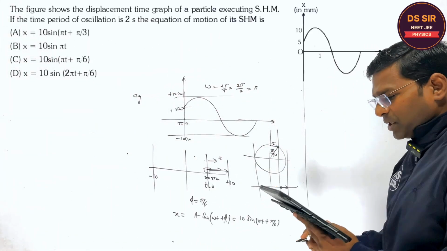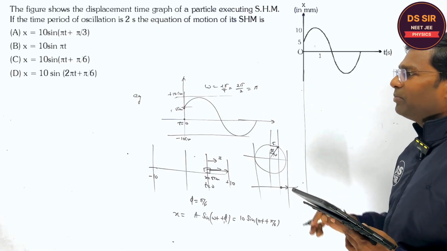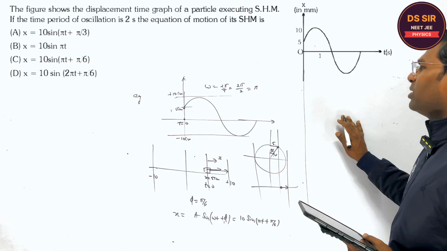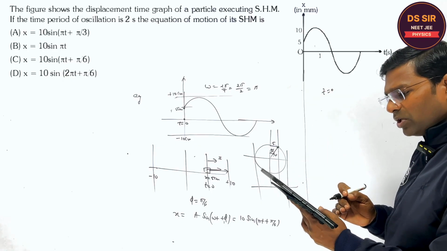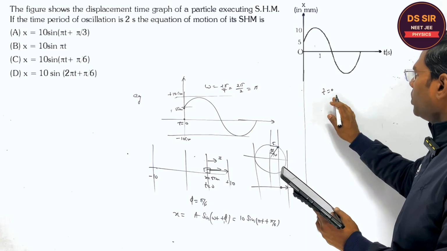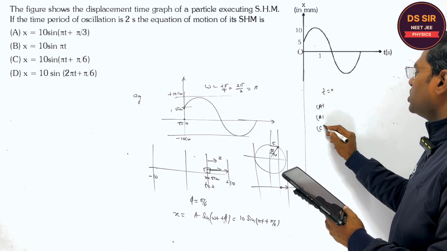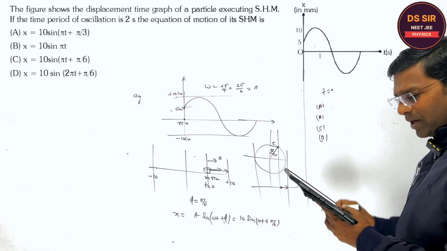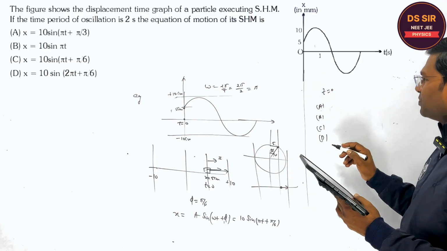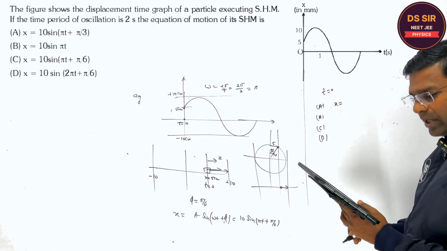Another way, in the graph, but that will not work. That may be wrong, but still I am telling you: at t is equal to 0, put t is equal to 0 in the four options A, B, C, D. But it will not work in all questions. But still I am telling you, x is equal to sine 0.